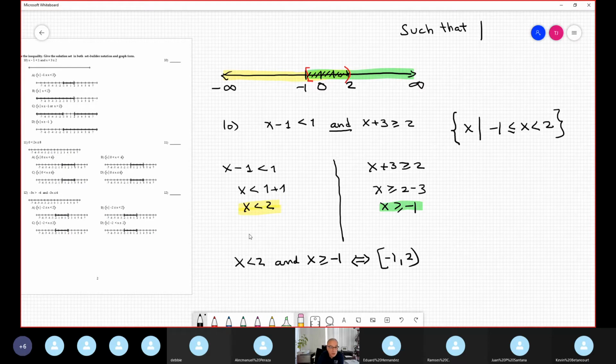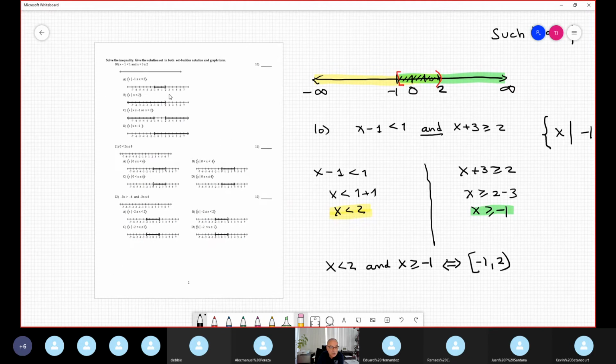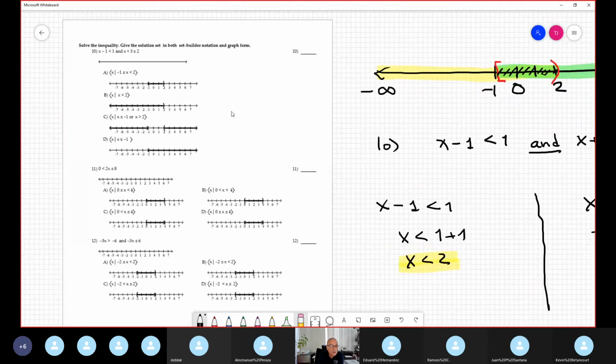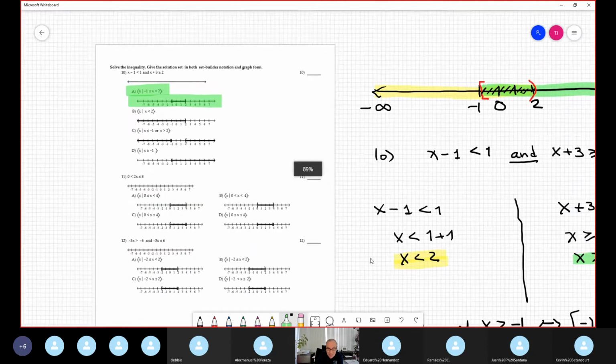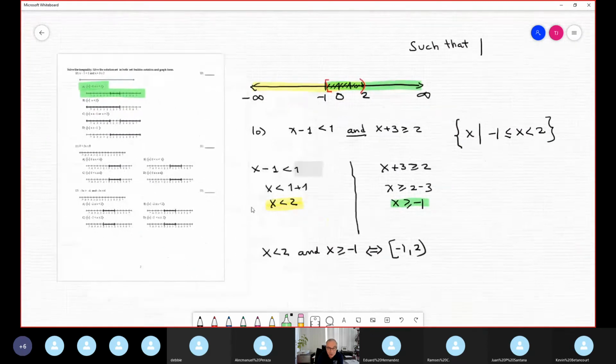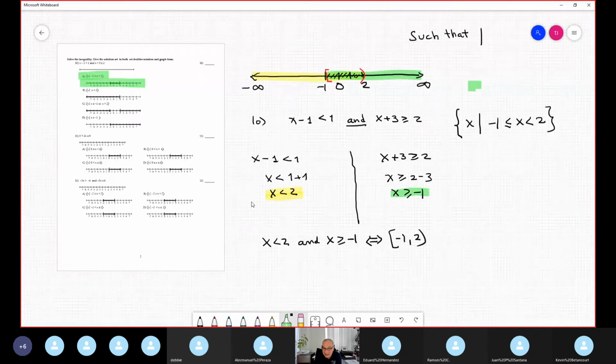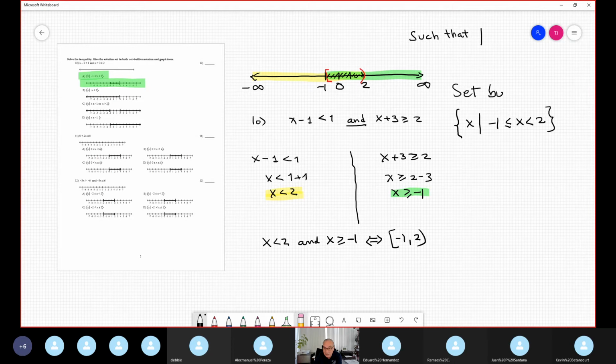Okay, so now it's obvious when you look at this page, the correct answer is A. No, it's A. It's A. The correct answer is A. This and this, we have two answers. We have the graphic part and we have the solution expressed in set builder notation. So we have different notations, guys. This is called set builder notation.